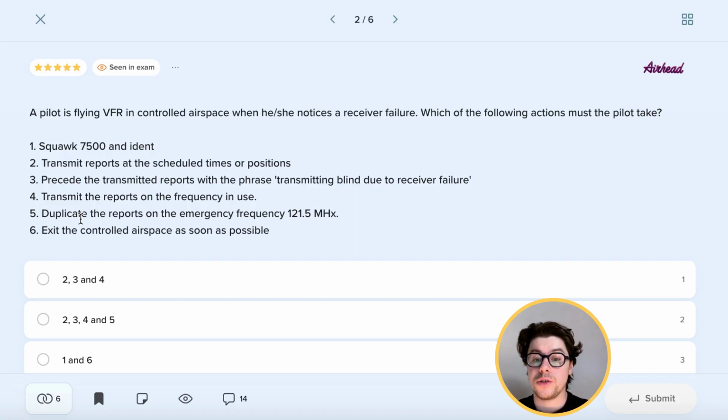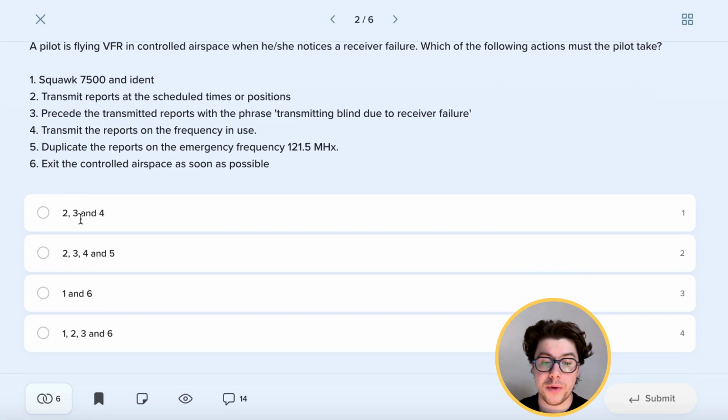Transmit reports at the scheduled times or positions. Absolutely, this is something you need to know. There are compulsory reporting points at which you will always try to transmit your position, even if you're doing so blindly. Precede the transmission by the phrase "transmitting blind due to receiver failure." Absolutely. People need to know that you're transmitting blind. This will also let them know that you cannot respond to them, as in most cases you will not be able to hear what's happening, but you don't know if they hear you or not. So always say that you're transmitting blind and report at these points.